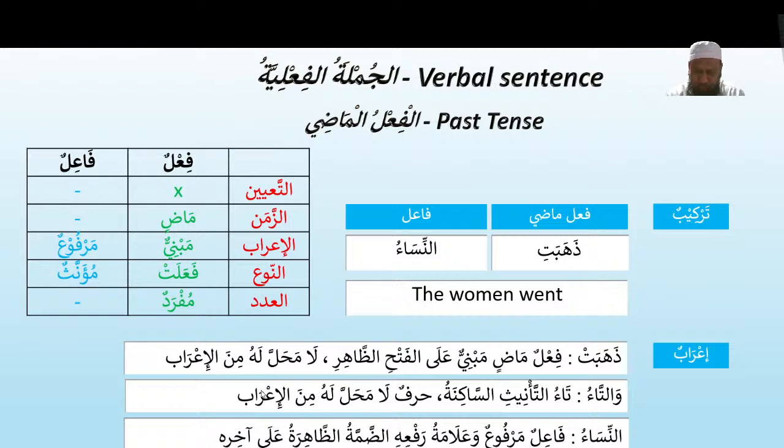But we want to make sure ta is a harf. Just mention the harf over here. And you say لا محل له من الإعراب. النساء فاعل مرفوع وعلامة رفعه الضمة الظاهرة على آخره.